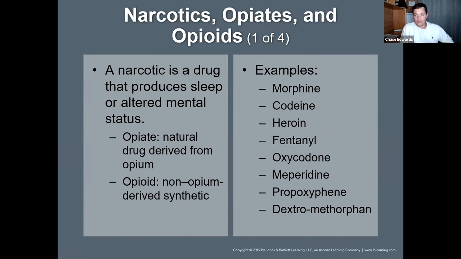All right, and we're back. So, we're talking about narcotics, opiates, and opioids now. A narcotic is a drug that produces sleep or an altered mental status. It's classified.